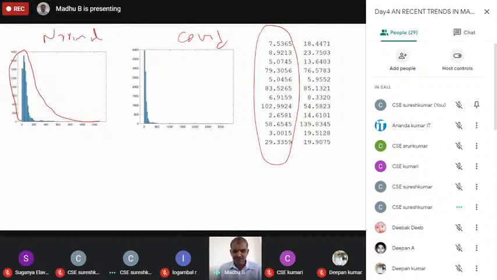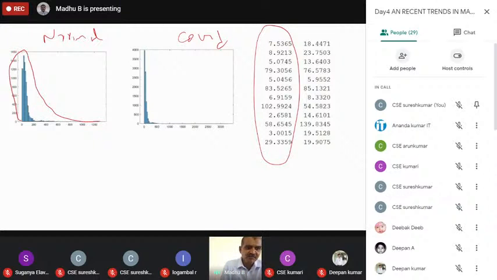Okay, so what do we understand from this? Can somebody try to read the histograms that have been created on the features? Can somebody try to understand and tell me what we are seeing?